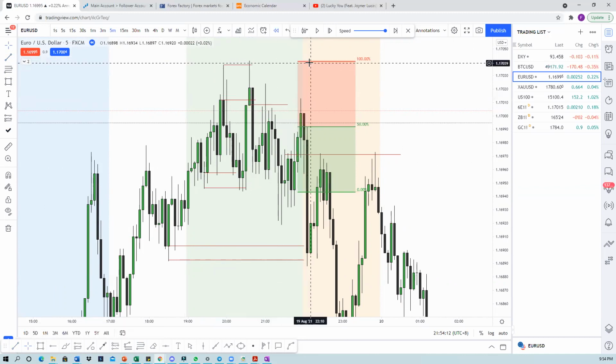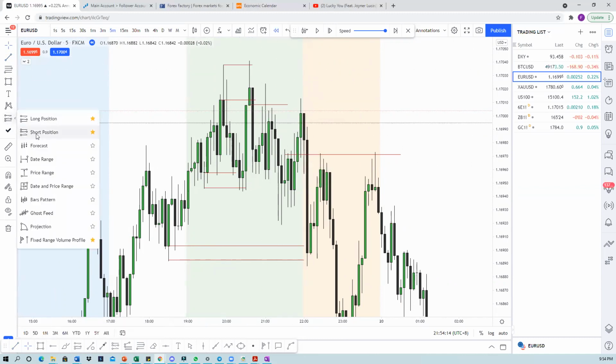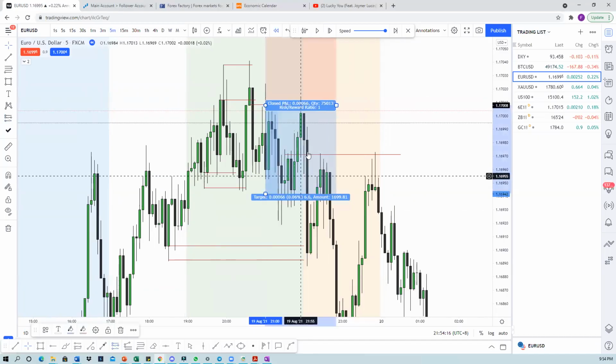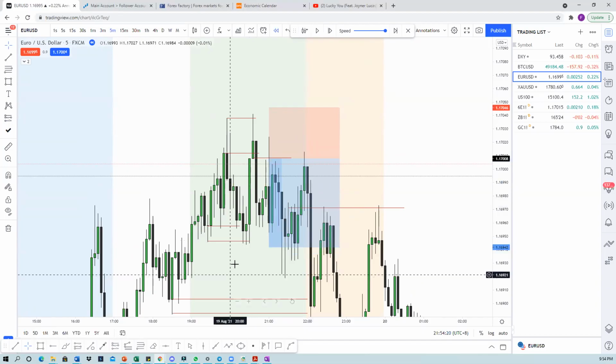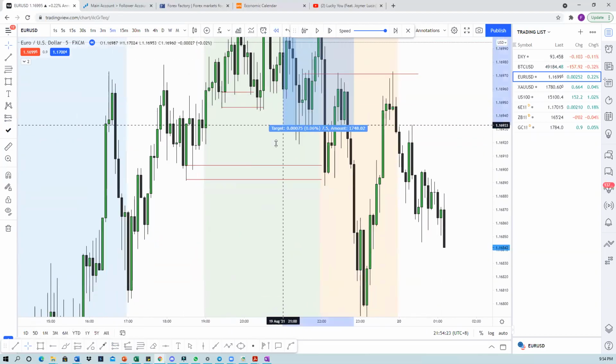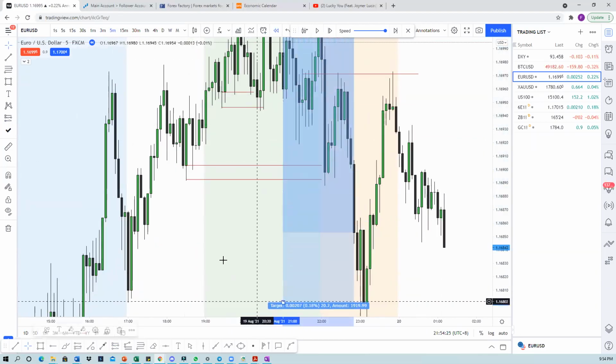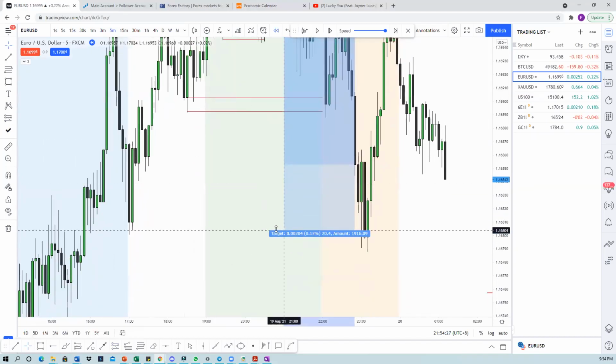There's your order block. And there's your sell. But I did not take it over here. I took it from this one here. Stop here. Take profit where? Take profit the obvious point, which is this. So 20 pips for me is the max.